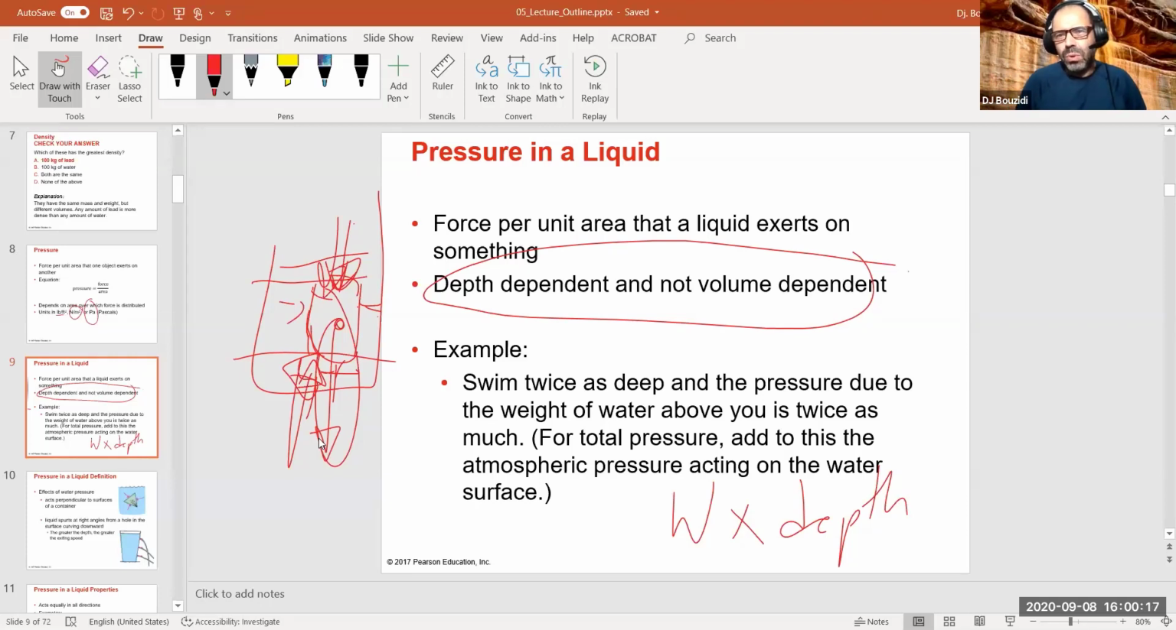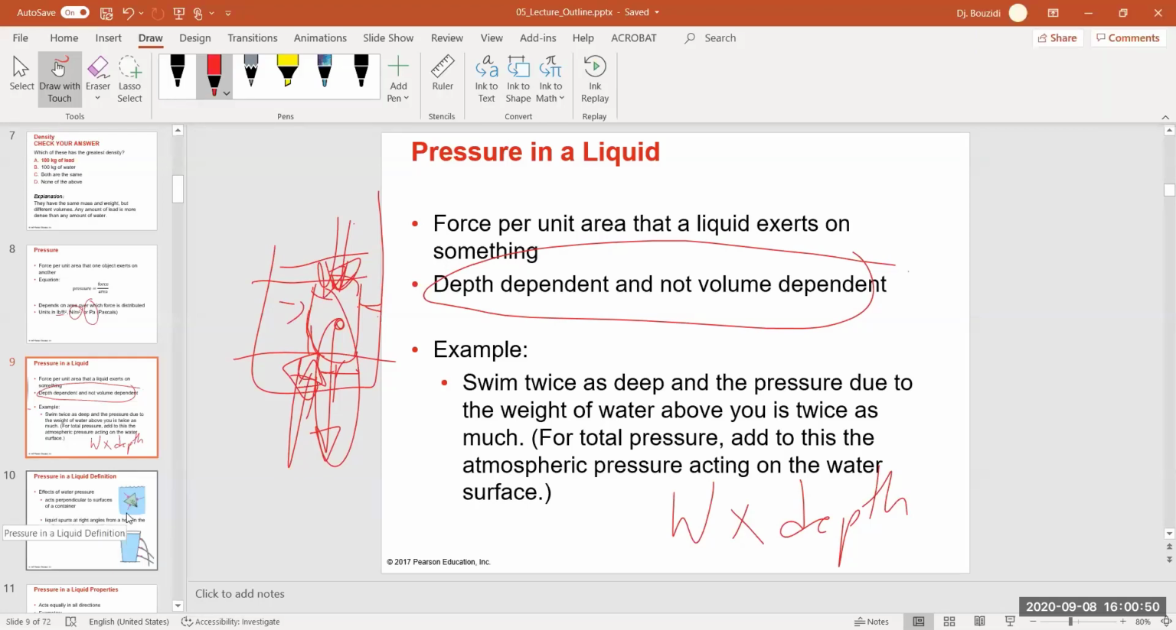A swimming pool is probably 4 meters, maybe 3 meters deep, so you're not going to feel much difference. You're not going to feel it as much as if you swim underwater in a lake or something like that. So you really have to have protective gear. Swim twice as deep, and the pressure due to the weight of the water above you is twice as much. Does this make sense? Yes. Very good.